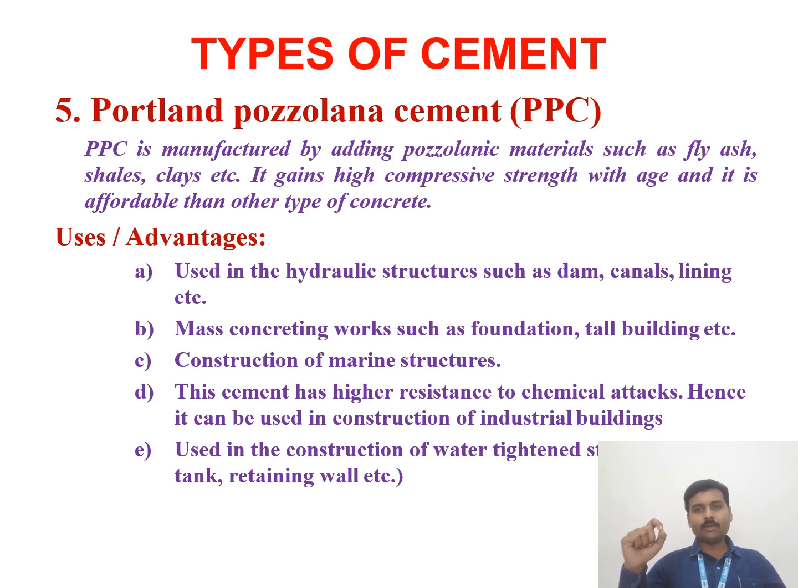Advantages: it can be used in dams, canals, lining, etc. It can be used for mass concreting. Since it contains more byproducts or cementitious materials, the heat of hydration will be lesser. And it can be used for construction of marine structures. Research studies proved that PPC has higher resistance to chemical attacks.